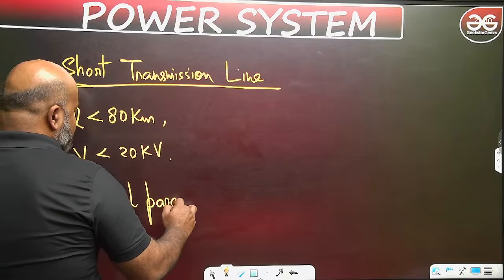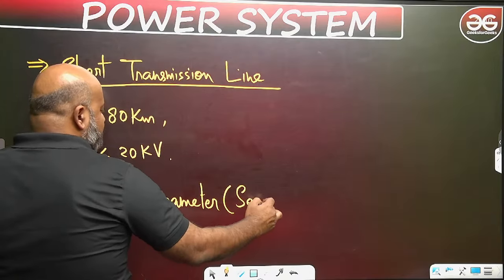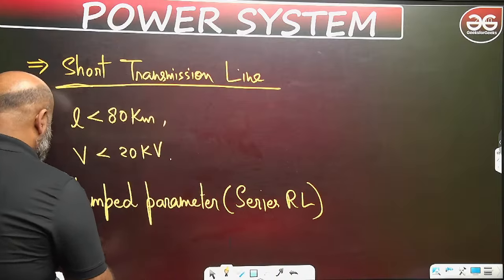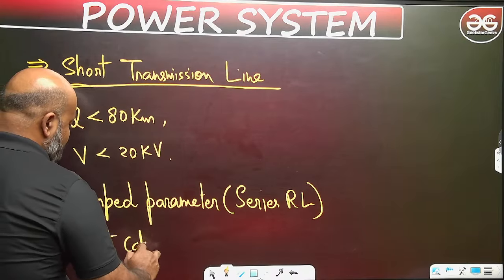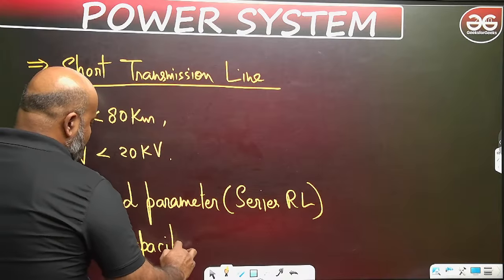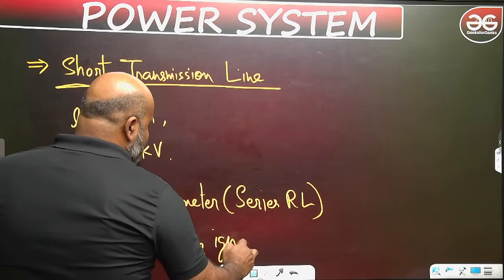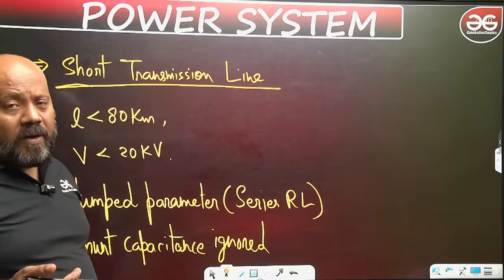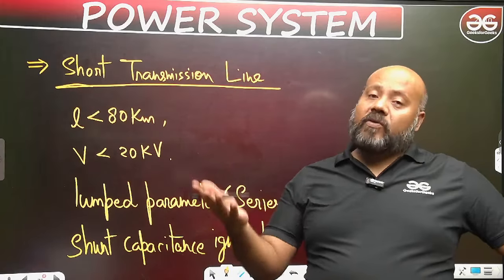Lumped parameter model. And we are simply using the series RL circuit. The shunt capacitance is ignored. Why is it ignored? Because for a short transmission line, we can assume that the charging current is not going to be that significant, so you can ignore it.